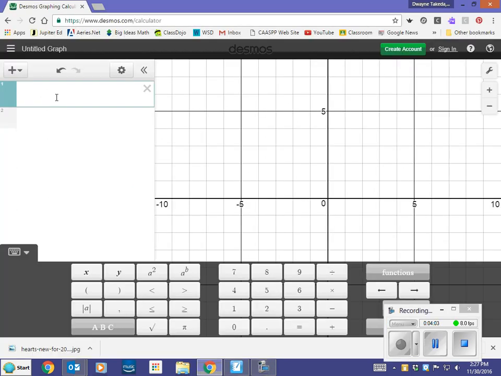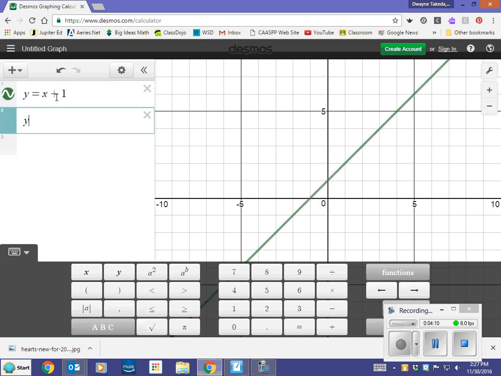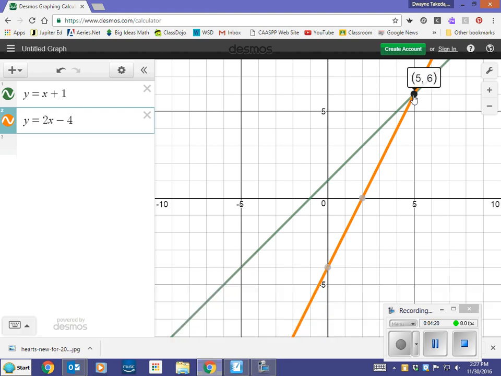Okay, so our first equation was y equals x plus 1. And our second, this is the first system, so y equals 2x minus 4. And here's our intersection up here at (5, 6). So in the first case, x equals 5. We're solving for x. So x equals 5. And then we'll do it again.